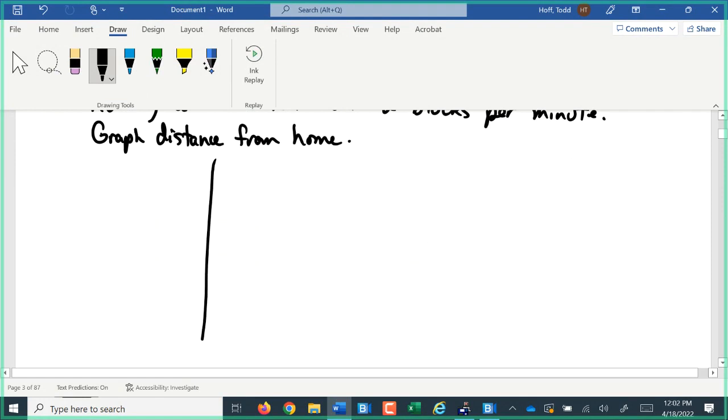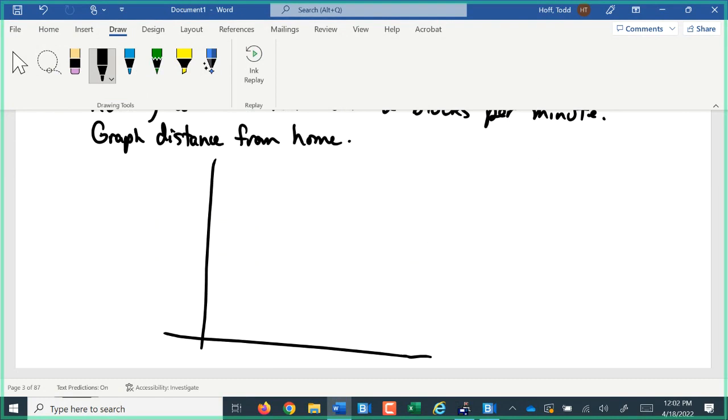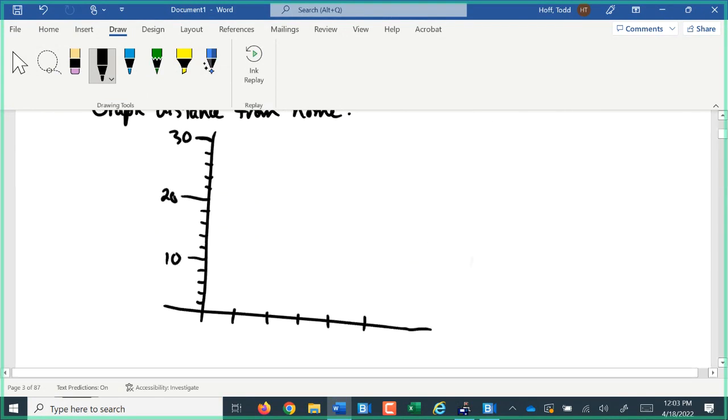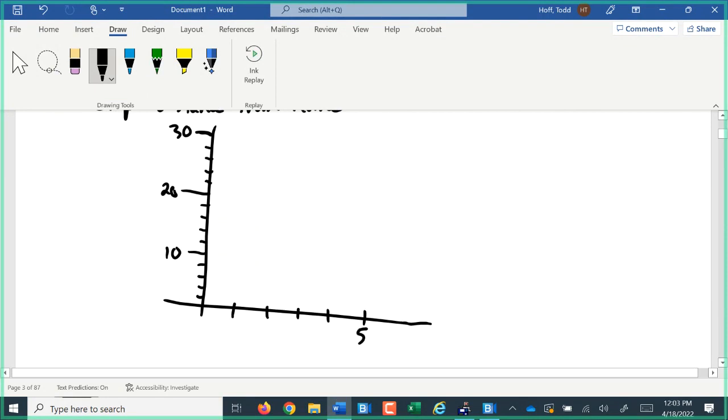So if we look at a graph here, we're only going to be using the first quadrant, which is very typical. I'm going to number by twos: 2, 4, 6, 8, 10, then 20, 30, and we'll stop there. On the bottom, we'll go by 1 minute, 5. So the bottom here is minutes, and this here is blocks from home.